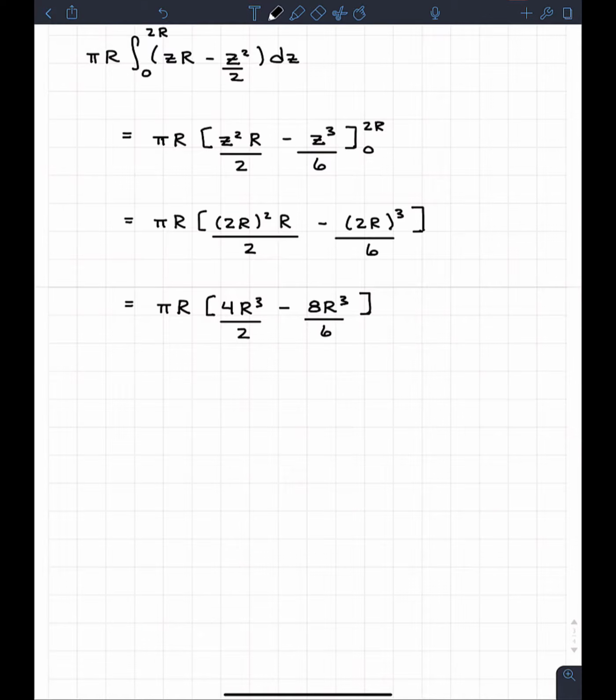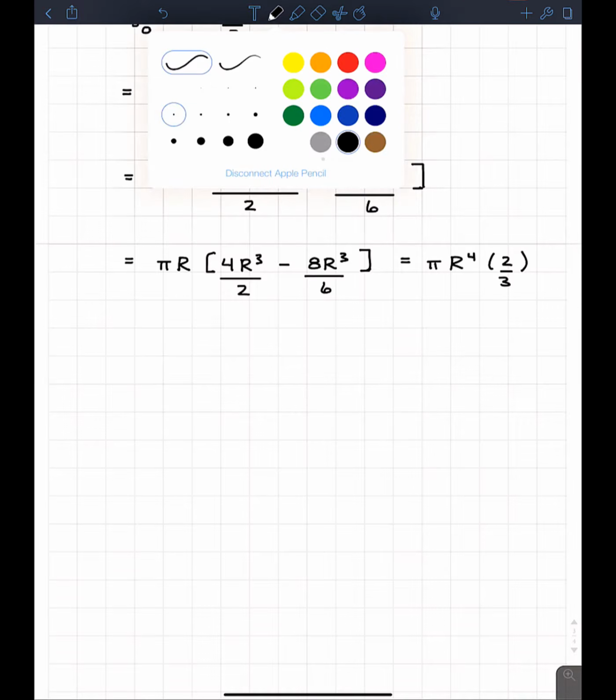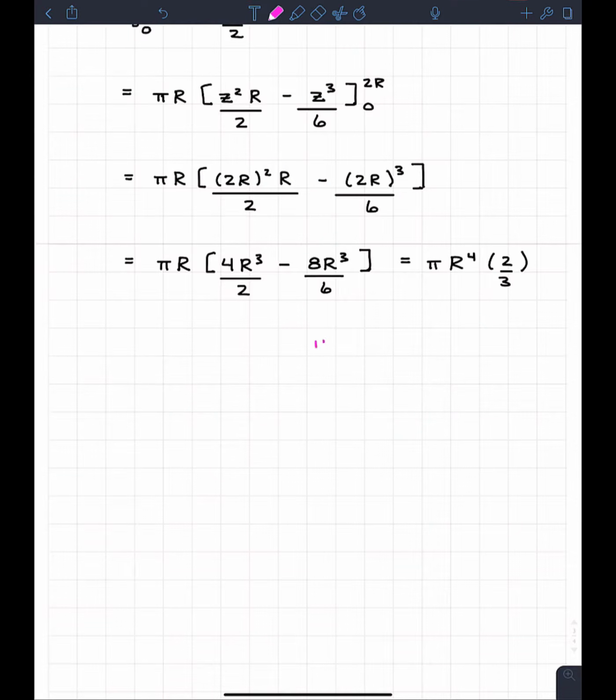So we can just rearrange stuff like this, and in the end what we get is all this is equal to pi r to the 4 times 2/3. So just like that, we get pi r to the 4 times 2/3. I'm just going to put it down here, maybe in a different color. That 1, which is what I usually like to call the top integral, is equal to 2/3 pi r to the 4.